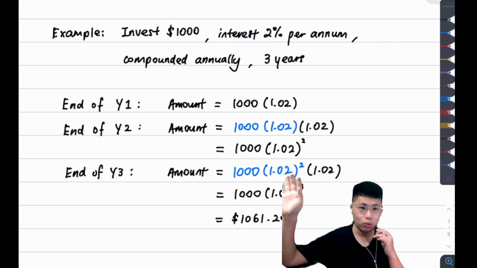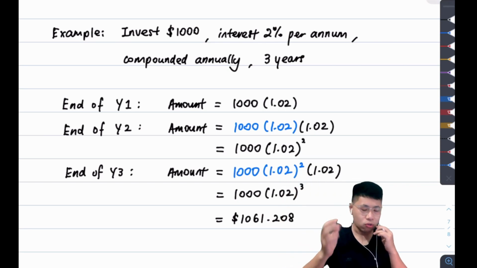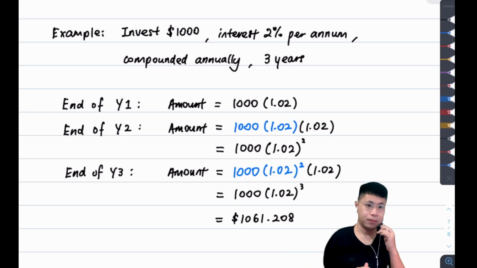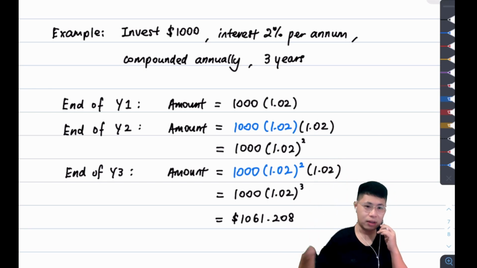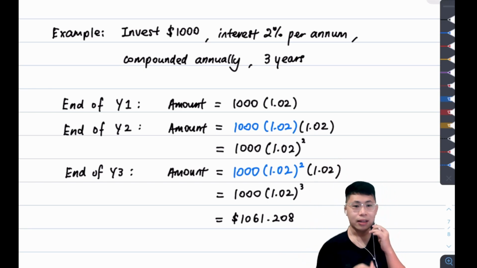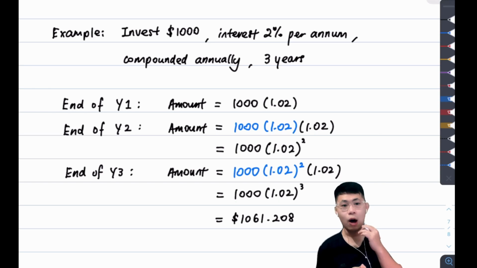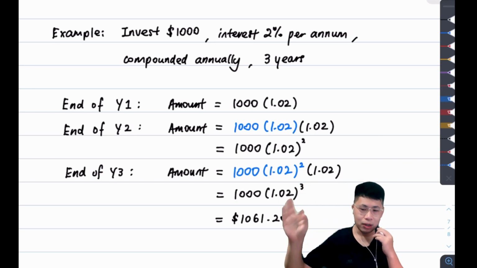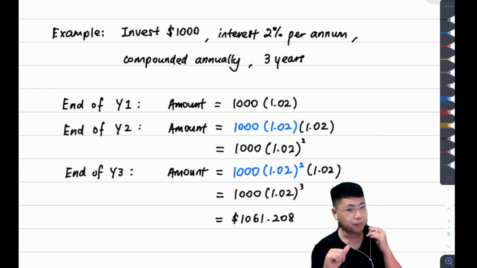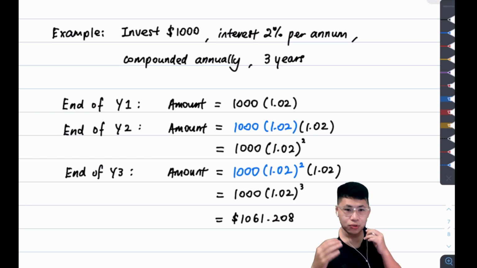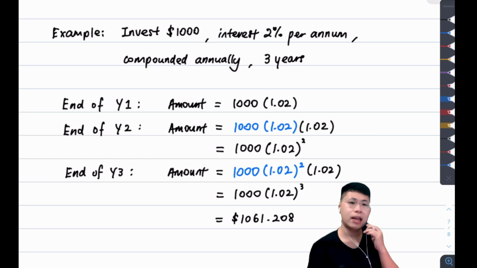Moving forward, at the end of year 3, we can take 1000 times 1.02 squared, the whole amount raised by 2%. So this whole thing times 1.02 again, you get 1000 times 1.02 to the power of 3. Now, if you are very interested in how much it is, we can use our calculator to evaluate and see that this is 1061.208.